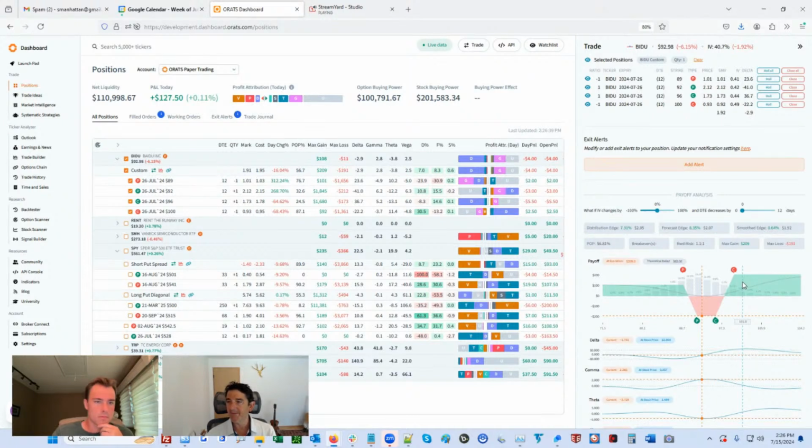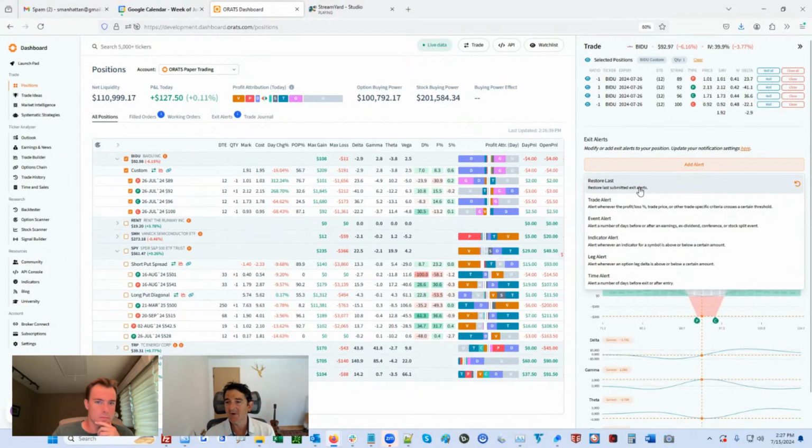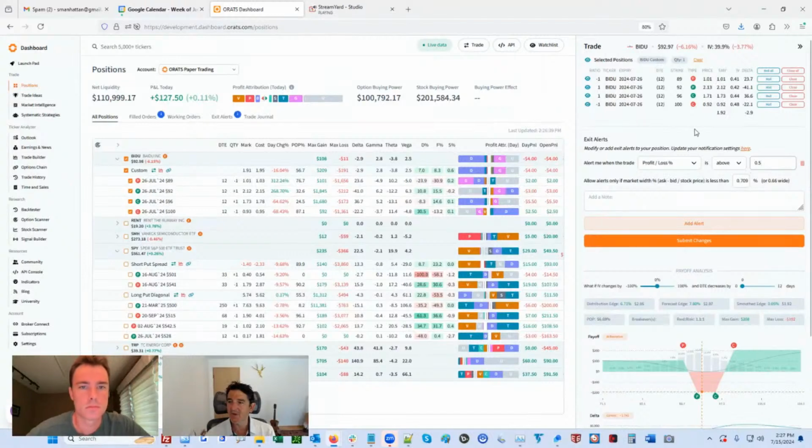So you could set... Trying to think how I'd set this. But yeah, let's go. We had this restore last, but let's set a trade alert. So that could go 3. This could go... Why don't we set a profit and loss above 50% and see what happens.